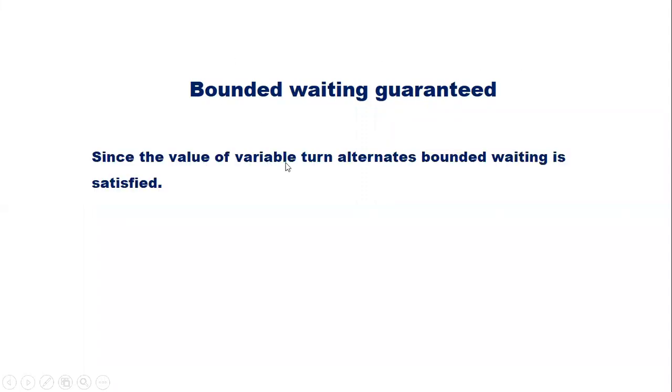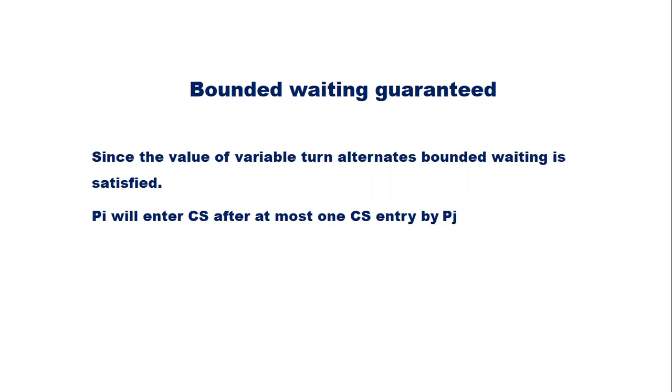So now let us check whether bounded waiting is guaranteed or not. Since the value of the variable turn alternates, bounded waiting is satisfied. Pi will enter the critical section after at most one critical section entry by Pj. So if Pi is currently executing the critical section, the next turn is for Pj. And after Pj executes, the next turn is for Pi. Hence, the bounded waiting is guaranteed. Hence, we can say that the Peterson solution fulfills all the requirements that should be there for a solution to the critical section problem. So this is how the Peterson solution works.